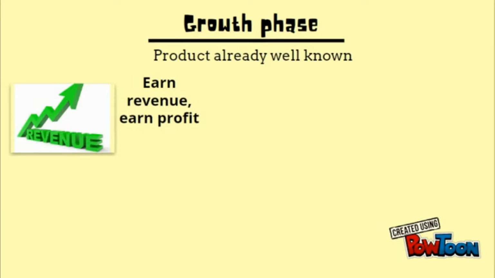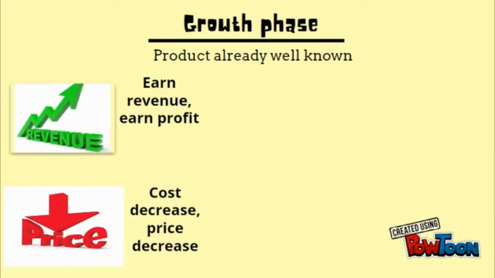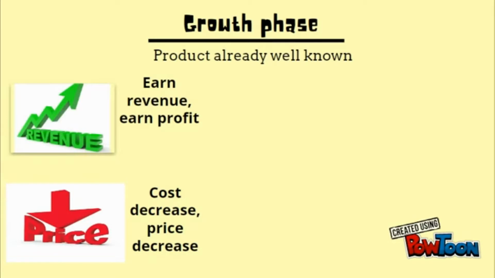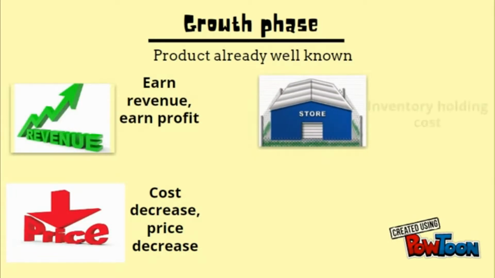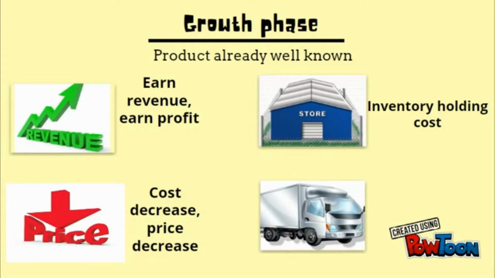When firms reach this stage, supposedly the cost of production and the price of the product will decrease. This is because they can get material at a low cost when they buy in bulk. Firms also incur inventory holding costs because they need to hold the stock before distributing it to the market. The distribution cost continues from the introduction phase.